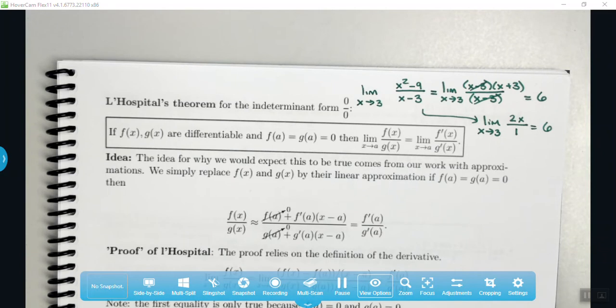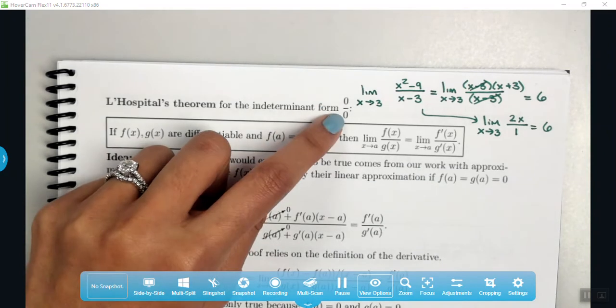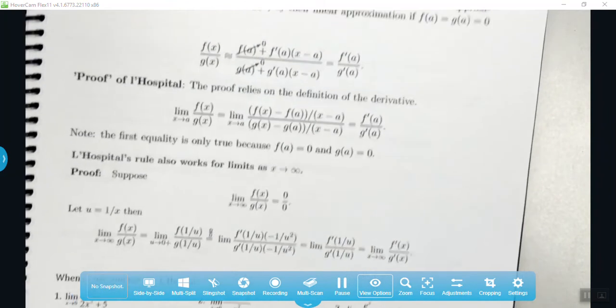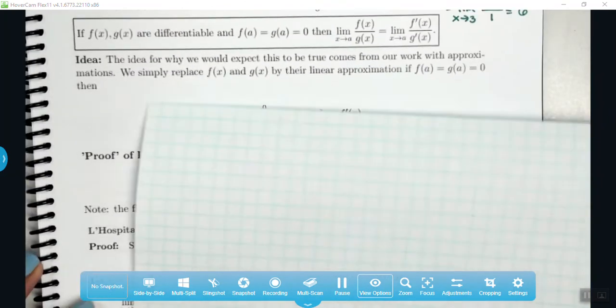Yes. Does it only work for indeterminate? Yes, good question. It only works for 0 over 0, so if you are using L'Hopital's on the AP exam, then you have to prove that it's an indeterminate form in order to use L'Hopital's. They won't give you credit if you don't do a proof of it.